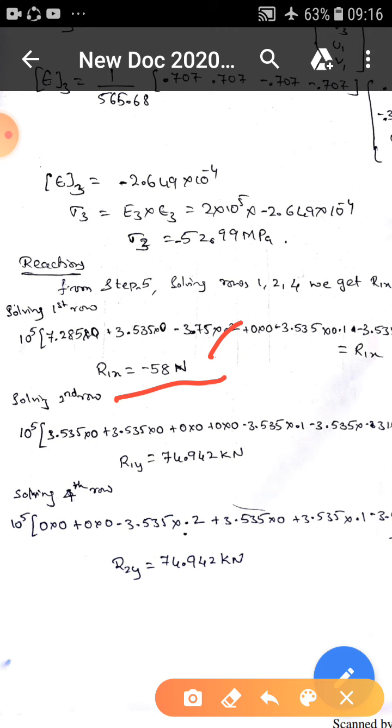Solving for the second row, R1y, you will get 74.942 kilonewton, that is positive, and solving the fourth row, 74.942 kilonewton is the reaction force at the second node. I had asked you all to check whether my answers are correct or not. At this step you can get it.